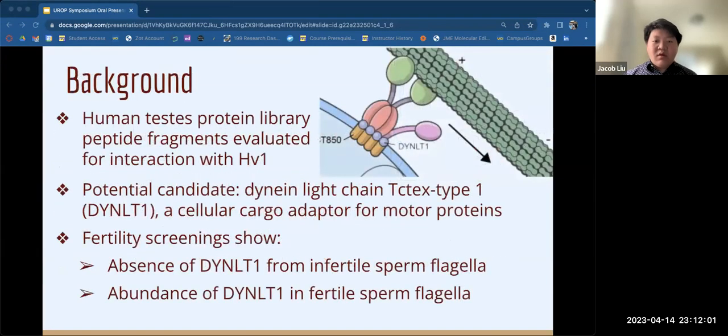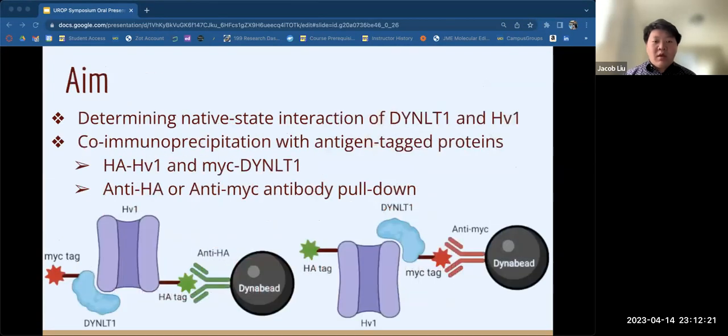unknown. Evaluation of human testes protein libraries demonstrated a potential interaction of HV1 with peptide fragments of dynein light chain Tctex-type 1 protein, abbreviated as DynLC1, which is a cellular cargo adapter for motor proteins. Recent fertility screenings have shown absence of DynLC1 from infertile sperm flagella and relative abundance in fertile sperm. The aim of the study was to determine whether native state DynLC1 and HV1 proteins physically interact with each other.